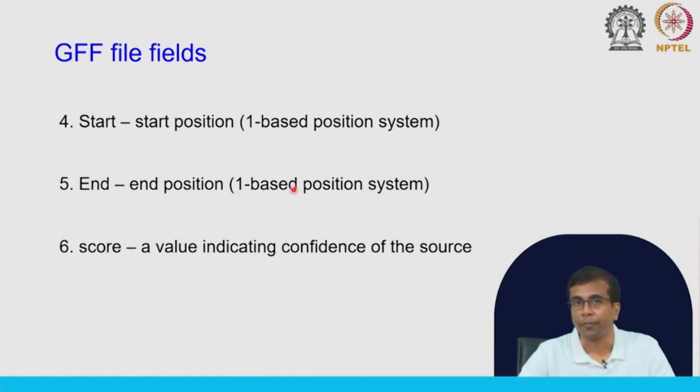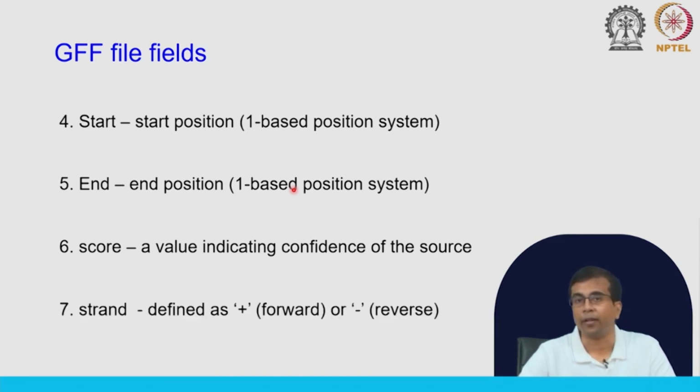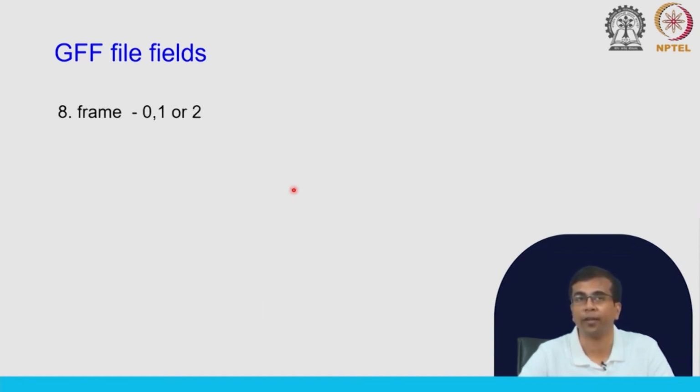The next one is the score. This is a value that indicates how confident the source is about the annotation. Whether it is a gene or an exon, this confidence will be reflected in the score in the sixth field. If the value is not available, if there is no confidence value, it is just represented by a dot. Then the next one is the strand field, which is defined as plus or minus. So, you can understand whether the feature is present on the plus strand or the negative strand.